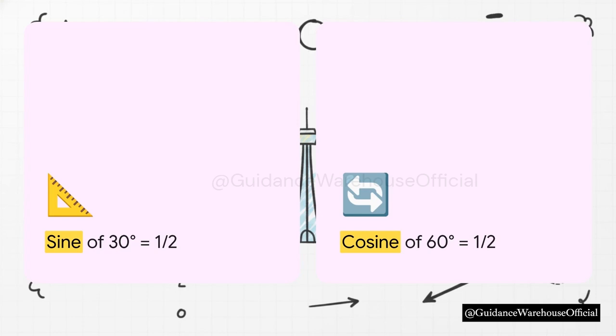Now, take a look at the hidden pattern here. The sine of 30 degrees is 1/2, right? But the cosine of 60 degrees is also 1/2. This brilliantly illustrates what we call the cofunction identity. See, in any right triangle, the two acute angles must add up to 90 degrees. Because of that, the sine of one angle is exactly identical to the cosine of the other angle. It's like a mathematical mirror.